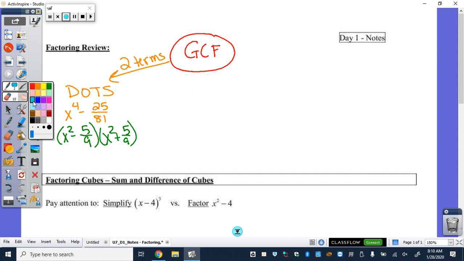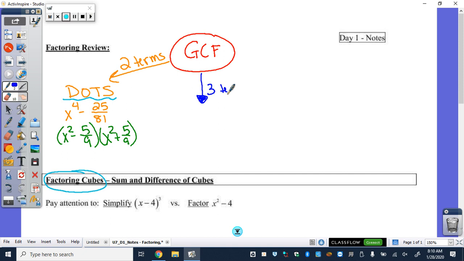And then we would always look to see, can we factor it again? This one we cannot. So that one is going to be done. So that's our difference of squares. Also, if it's 2 terms, it could be what we're going to do down here, which is factoring of cubes, but we'll get to that one in a second.